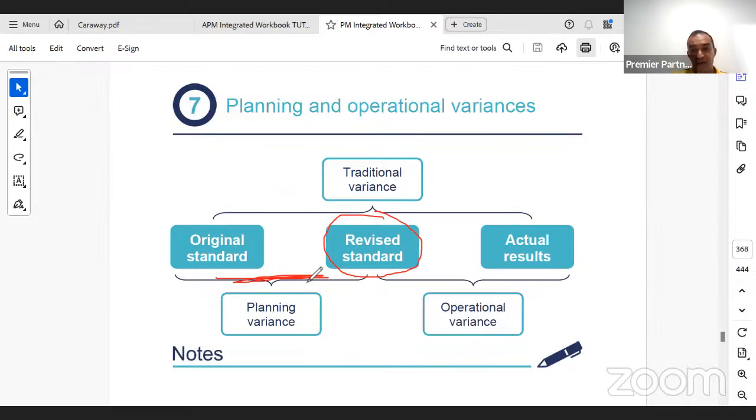Then we use the revised standard to look at the actual performance. That's what you call operating variance. So this is what is tested at your level. Rarely, they might ask you to do a calculation, right? But then you should be able to do that as well, right? But more analysis is what is needed, right?